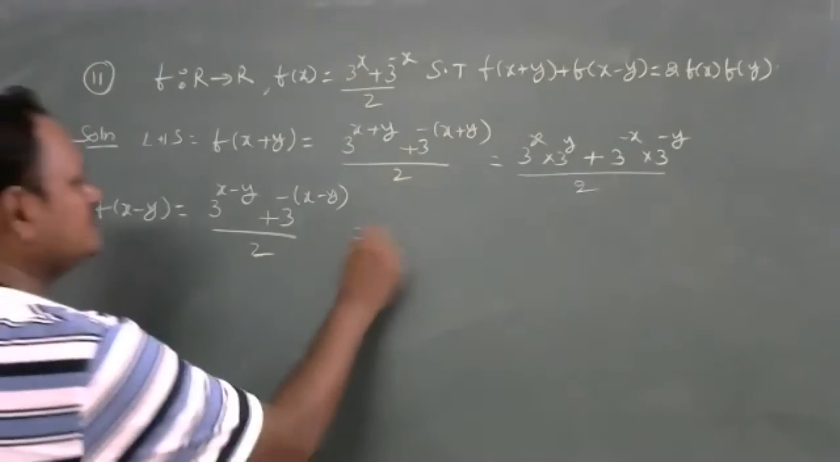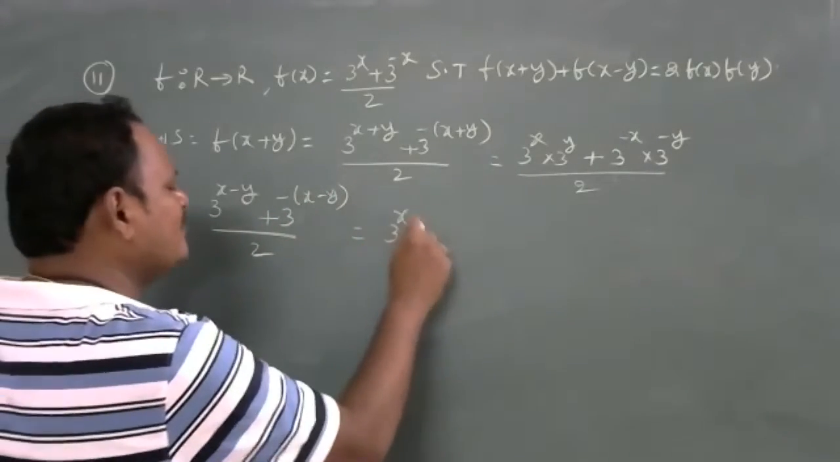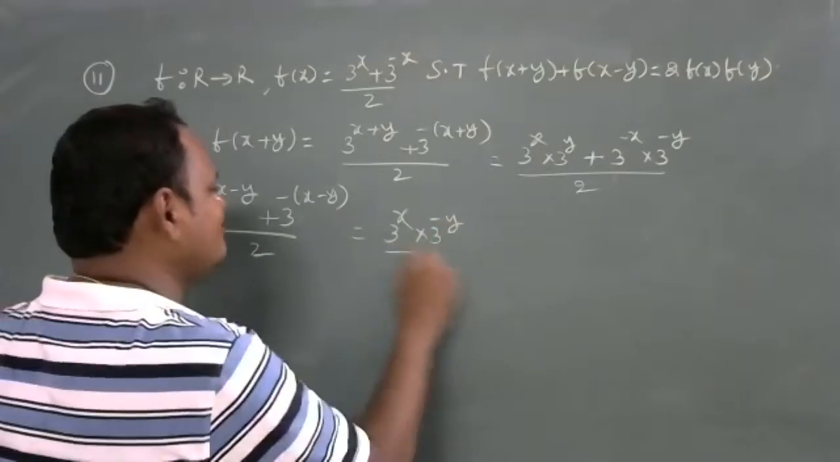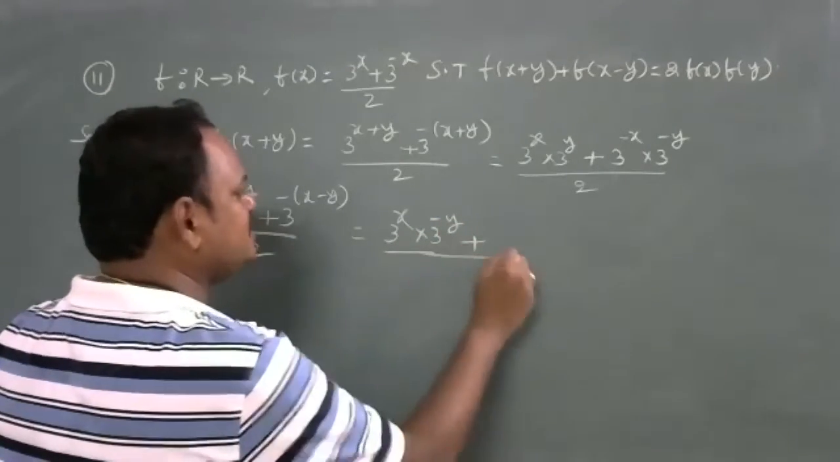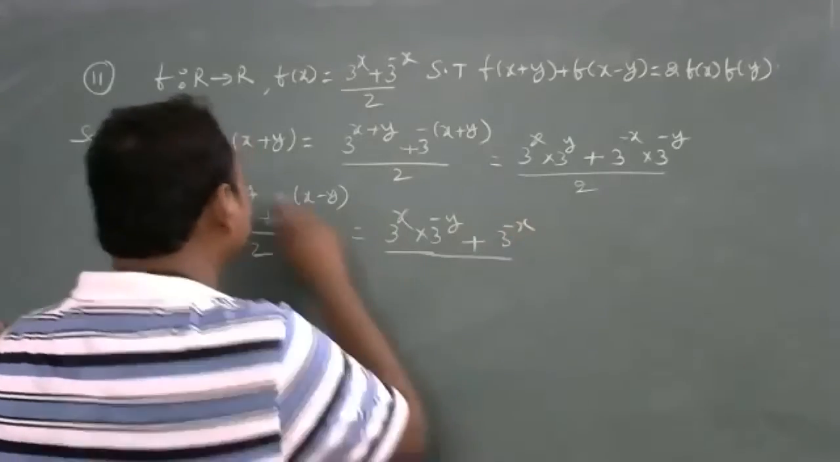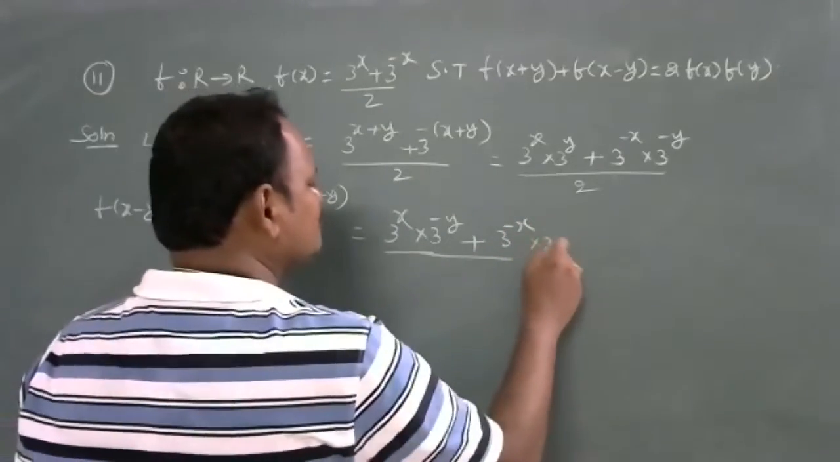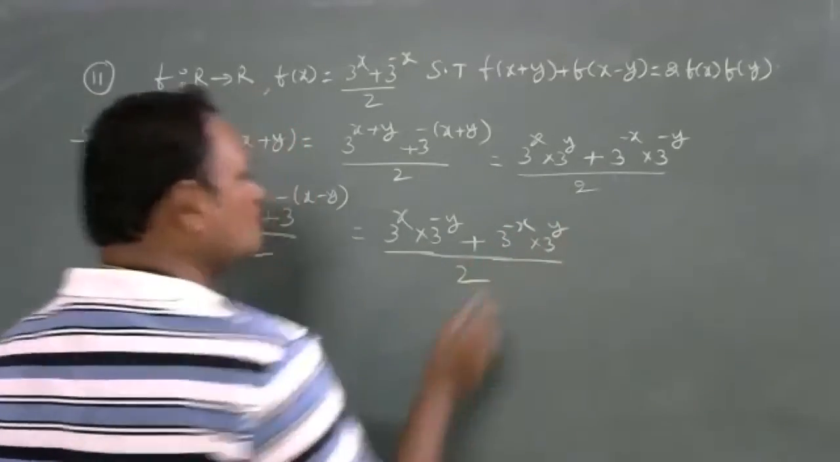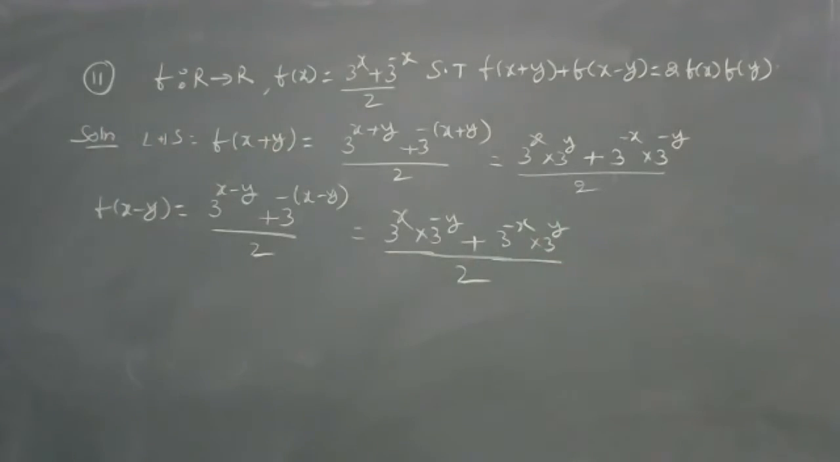Now this is equal to 3^x into 3^(-y), plus 3^(-x), with minus into minus becoming plus, it is now 3^y, all by 2, like this. This is what we have here now.